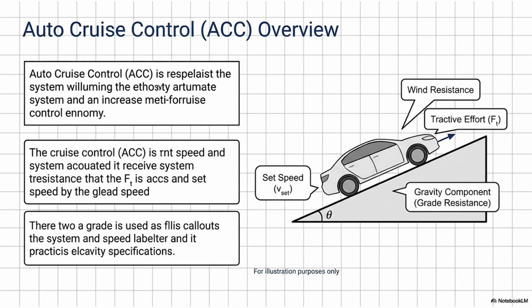To start, let's look at the overview of the auto cruise control, or ACC, system. When driving on the highway, maintaining a constant speed manually can be exhausting. The ACC is an automated system designed to maintain a specific speed set by the driver. In the real world, a vehicle constantly faces external disturbances such as wind resistance pushing against the car, or gravity components known as grade resistance when driving up a hill. The ACC system must continuously account for these variables to keep the tractive effort balanced and the car moving smoothly.